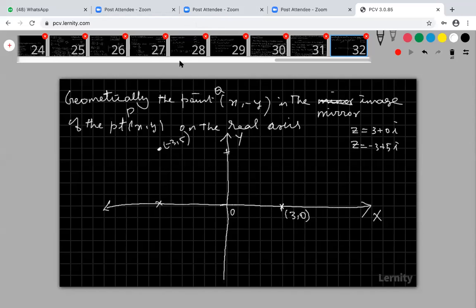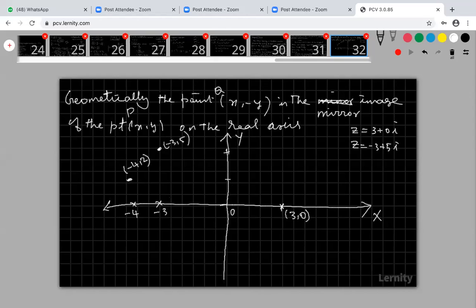Minus 4 plus 2i. So this is minus 3, and you can take minus 4 here, and plus 2 here. Therefore this is my minus 4 comma plus 2. This is a complex number. That means your complex number can be converted into the point.